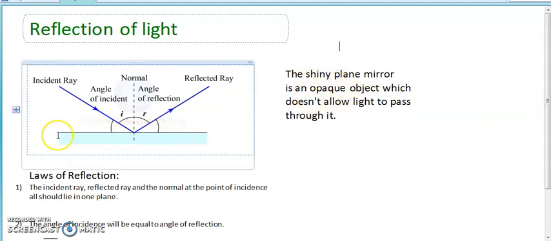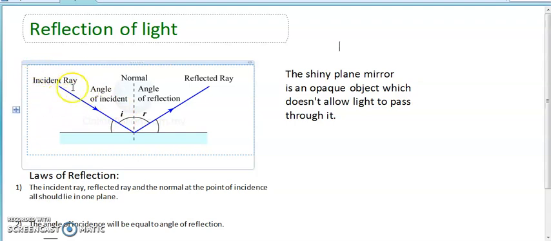So here I am going to take a shiny plain mirror that is acting as an opaque object, which will not allow the light to pass through it. What I am doing here is incidenting one light ray onto the plain mirror surface. So this will be called the incident ray.